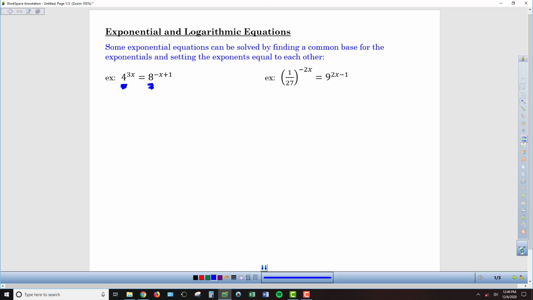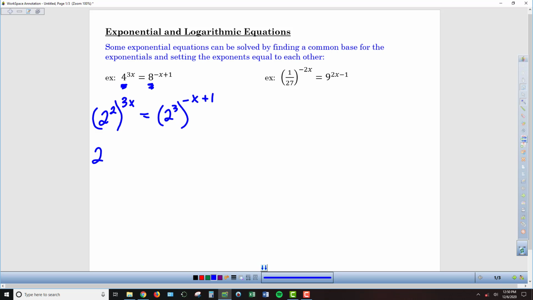So what I'm going to do is replace 4 with 2 squared, and then that is still raised to the 3x power. And then on the other side, 8 is 2 cubed. So I'm going to replace 8 with that, 2 cubed, and then that is still being raised to the x plus 1 power. Now, when I raise a power to a power, we multiply those exponents. So I'm going to do that on both sides.